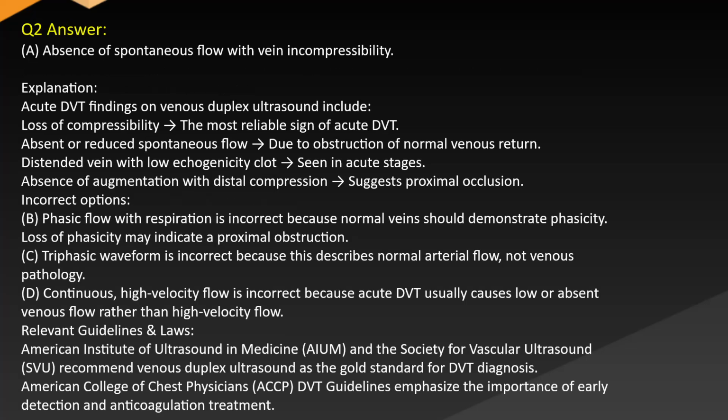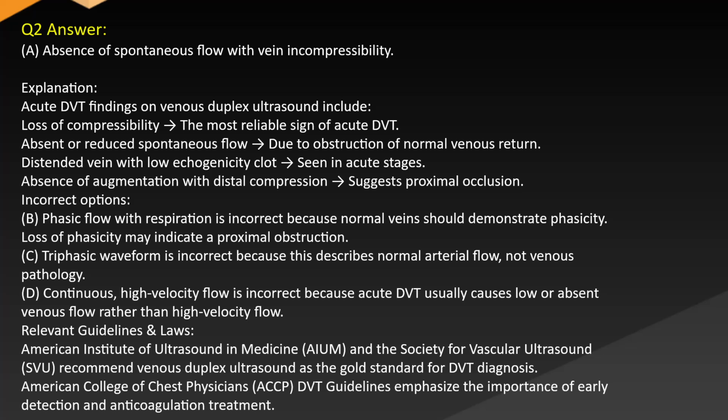Answer: A. Absence of spontaneous flow with vein incompressibility. Explanation: acute DVT findings on venous duplex ultrasound include loss of compressibility, the most reliable sign of acute DVT; absent or reduced spontaneous flow due to obstruction of normal venous return; distended vein with low echogenicity clot seen in acute stages; and absence of augmentation with distal compression, which suggests proximal occlusion.